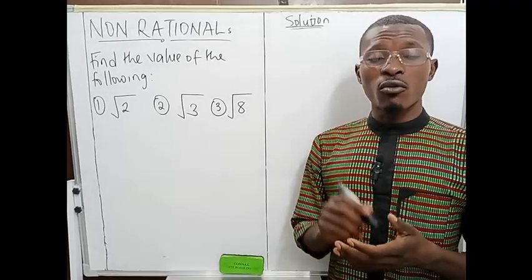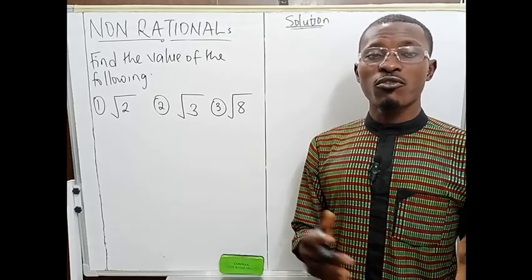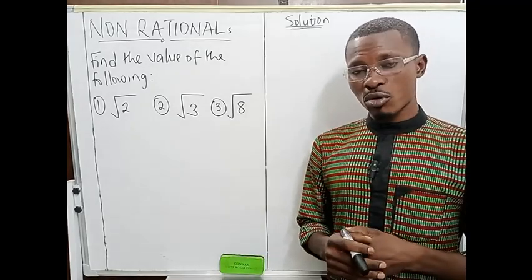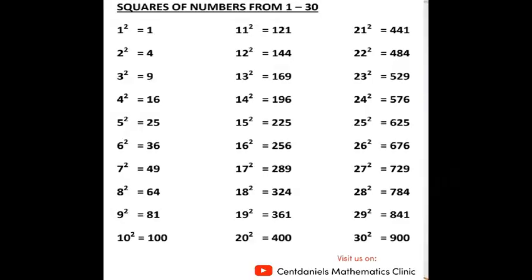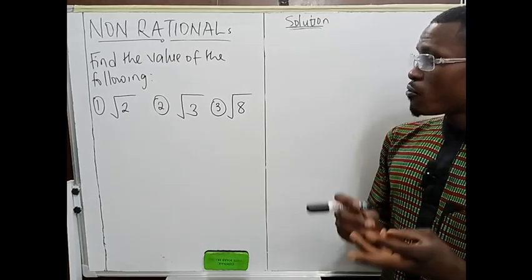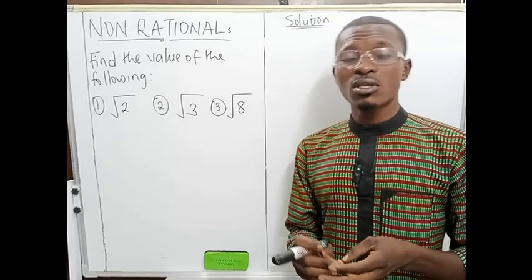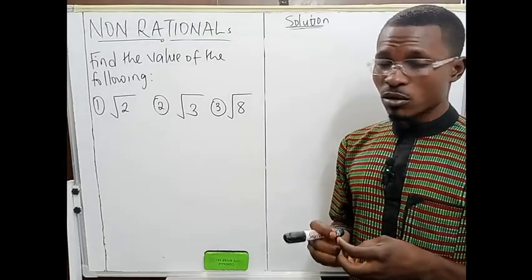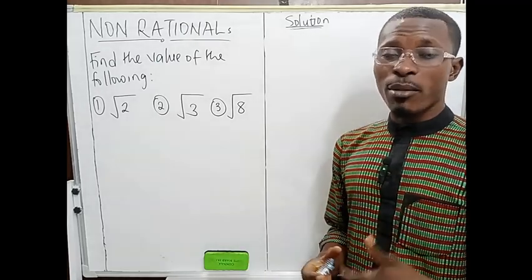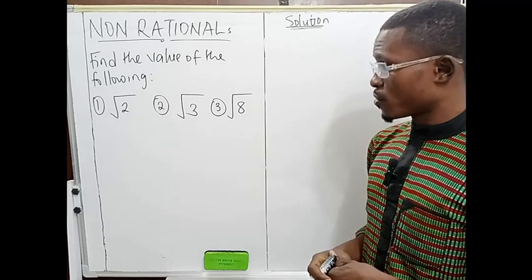Before we go into finding the value of the following non-rationals, it is important that we know the squares of some whole numbers, say, for example, 1 to 30, and that is being displayed on the screen. We are going to be approaching this problem using two methods. First, we are going to be using the trial and error method, and then we use the long division method. For this video, we're going to use the trial and error method. In our next video, we apply the long division method.